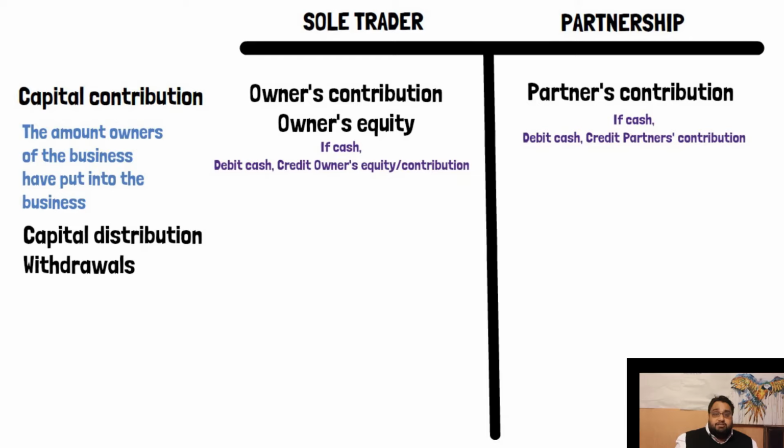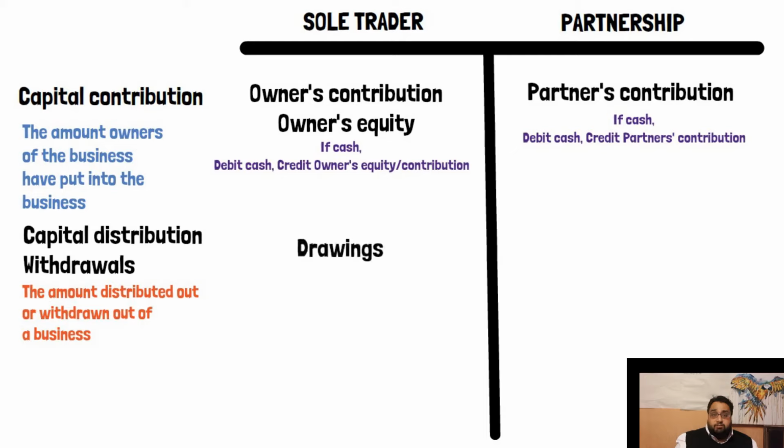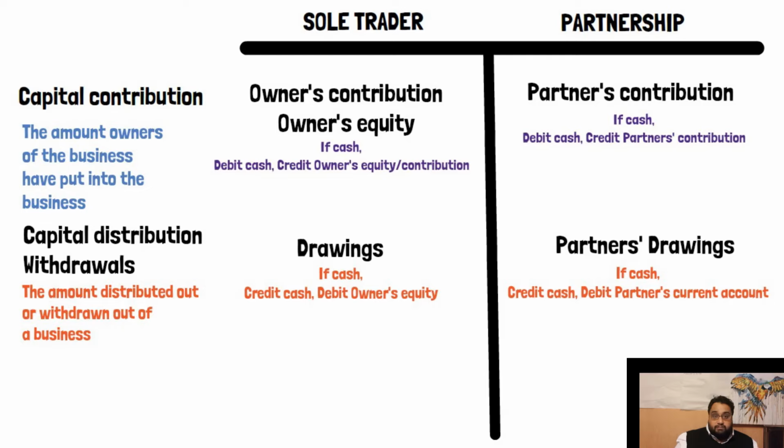You then have cash distributions or withdrawals. These are when amounts are either distributed out or withdrawn from the business by its owners. In the case of sole traders, they're called drawings. And again, if the drawing is made with cash, then you're going to go credit cash because it's cash coming out of the business. And you're going to go debit the owner's equity or the owner's capital. In partnerships, they're called partners' drawings. And you're going to go credit cash and you're going to go debit partner's current account.